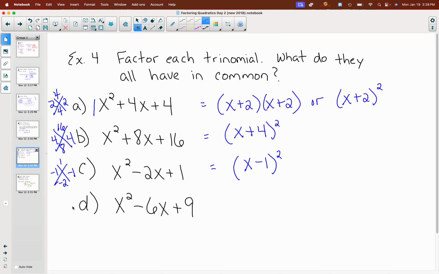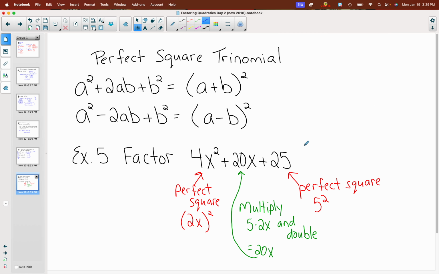And then the last one, my product is a 9. My sum is a negative 6. So that's going to be a negative 3 and a negative 3. So I get x minus 3 times x minus 3, or I can say x minus 3 quantity squared. These are also special cases, and they are called perfect square trinomials. And we have two formulas that go along with that.